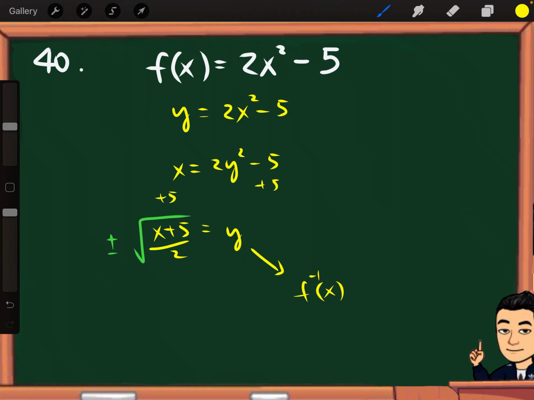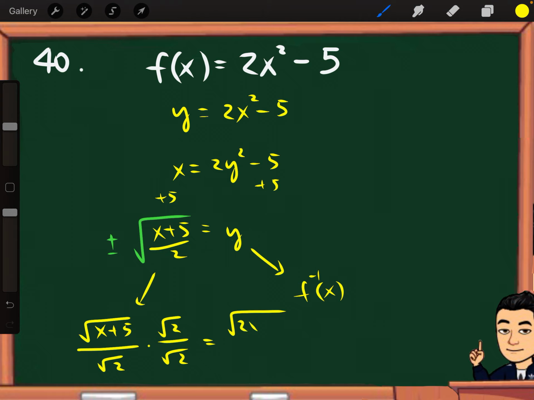Technically, you're supposed to rationalize this. If you have to rationalize this, you have to think of it as square root of x plus 5 over square root 2, and you have to multiply by rad 2 over rad 2. So you're supposed to rewrite this as square root of 2x plus 10 over 2. This is the most correct way of writing it. And make sure you know that it's positive and negative.